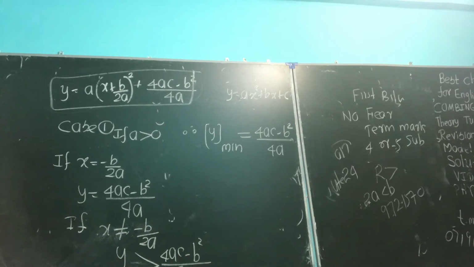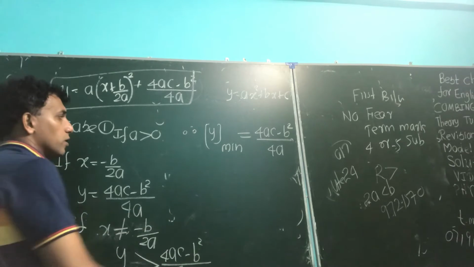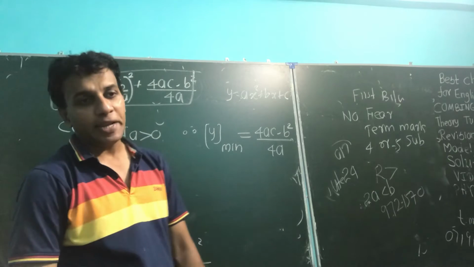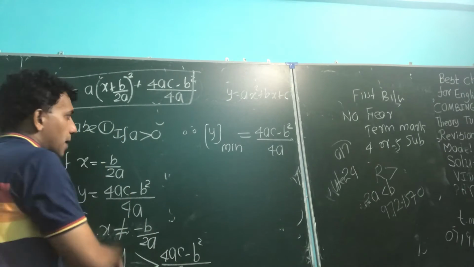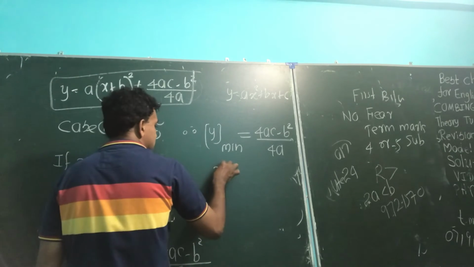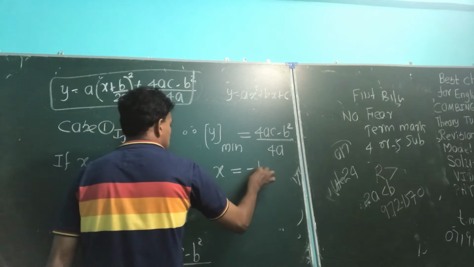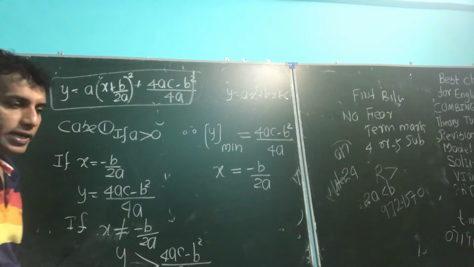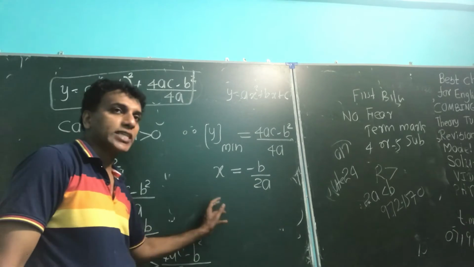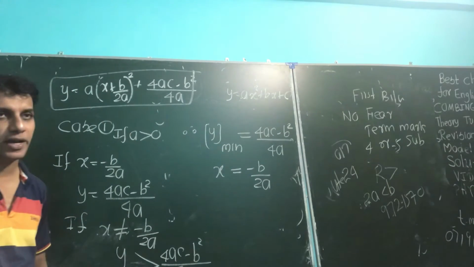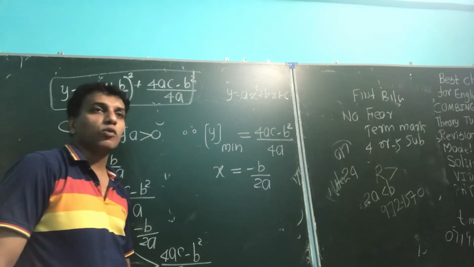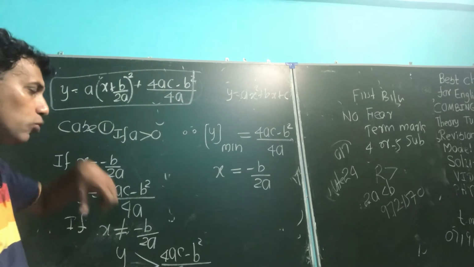Right below, the minimum of y happens when x takes minus b over 2a. The minimum of y happens when x takes minus b over 2a, right?